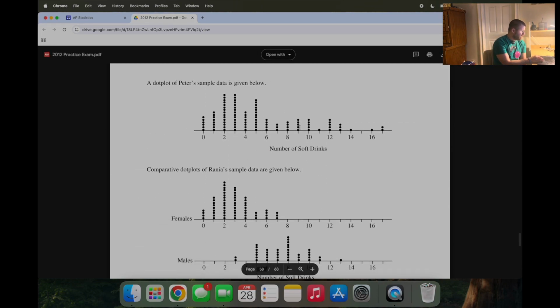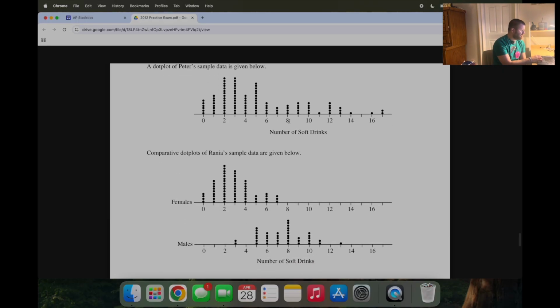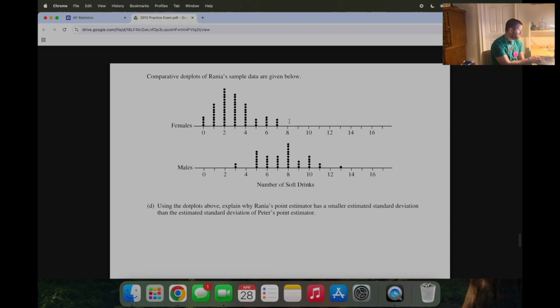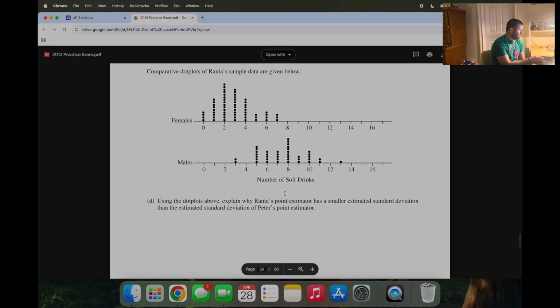Okay, I've got a dot plot of Peter's. Notice how I've incorporated so far sampling techniques, my one variable data and summary statistics, a weighted average with expected value, and now I'm back to unit 1 with here's some dot plots, and I guarantee this question is going to ask you to compare. Right? Well, this makes sense. Explain why Rania's point estimator has a smaller standard deviation.